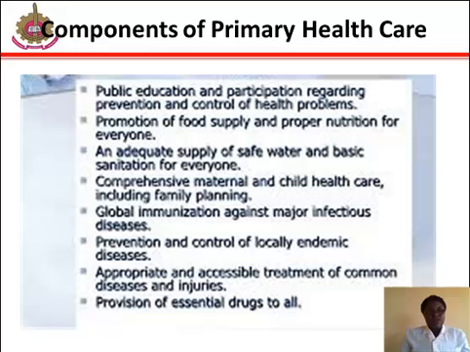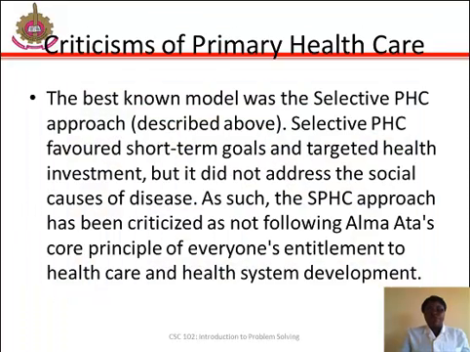One is public education and participation regarding prevention and control of health problems. There's promotion of food supply and proper nutrition for everyone. There's adequate supply of water and basic sanitation for everyone. We have comprehensive maternal and child health care, which includes family planning. We have global immunization against major infectious diseases. We have prevention and control of locally endemic diseases. We have appropriate and accessible treatment of common diseases and injuries. And last but not the least, provision of essential drugs to all.